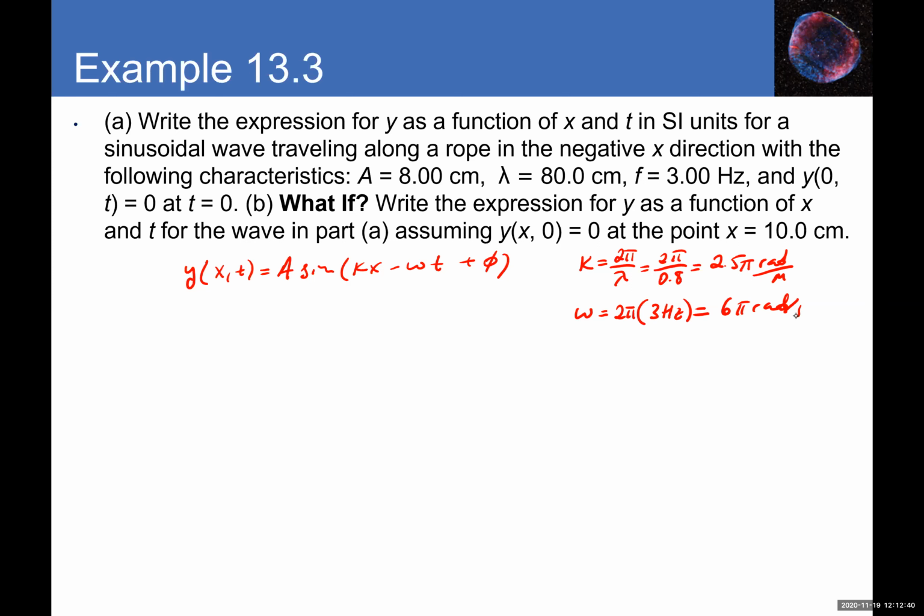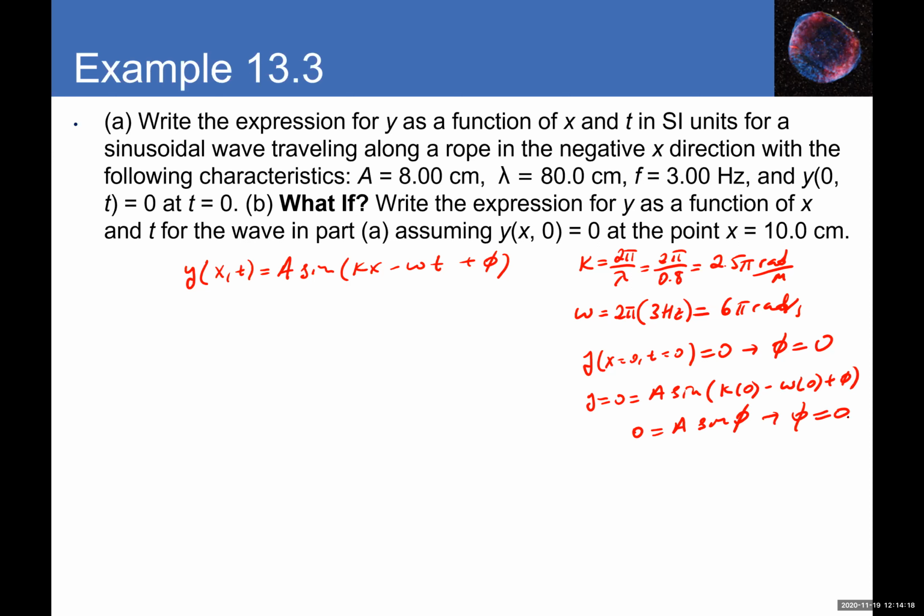And let's say displacement is 0, right? That means y at x equals 0, t equals 0. That means the position when x is 0 and t equals 0 implies that phi equals 0. That's because if y equals 0, then 0 equals A sine of k times 0 minus omega times 0 plus phi, which means 0 equals A sine of phi. Sine of phi can be 0, because A is the amplitude, it's not 0. So A times sine of phi is 0 only if phi is 0.